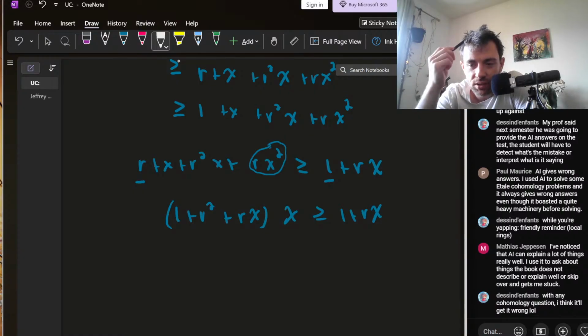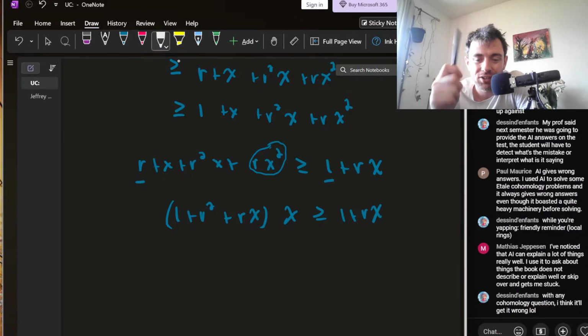Well, I don't know if it'd get things wrong if you asked it to prove stuff about cohomology. I think it could probably give you correct proofs. I believe it. You notice that AI can explain a lot of things really well. Yes, but here's the problem. How do you know it's explaining it correctly? You say it can explain it really well, and you go, oh, wow, I never understood that thing about cohomology before. How do you know you're getting the correct thing?